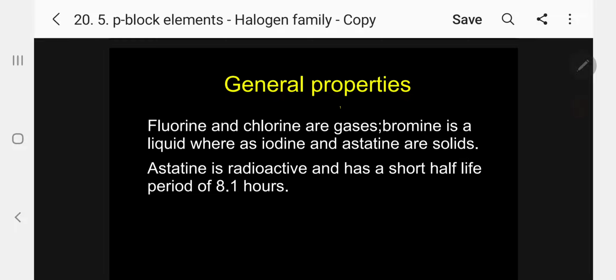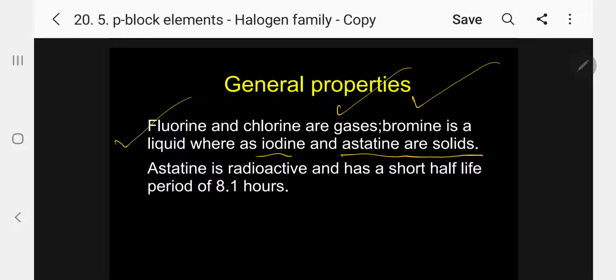Fluorine and chlorine are gases. Bromine is a liquid, whereas iodine and astatine are solids. This is most important; please keep it in mind. Fluorine and chlorine are gases. Bromine is a yellow liquid.